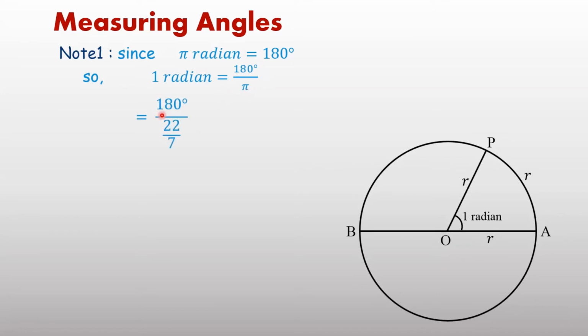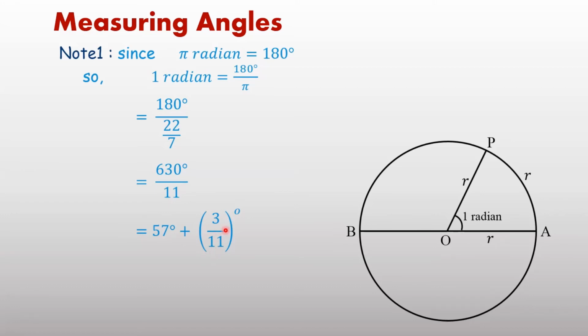Further simplify: 180 upon the value of pi, which is 22 upon 7. So 180 into 7 upon 22 gives 630 upon 11 degree. If we divide 630 by 11, we get 57 plus 3 upon 11, meaning 57 complete degrees plus 3 upon 11 in the fractional part.